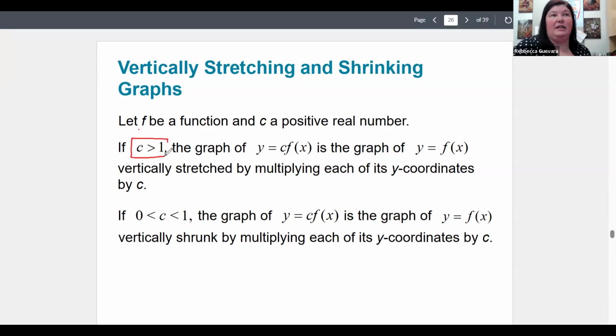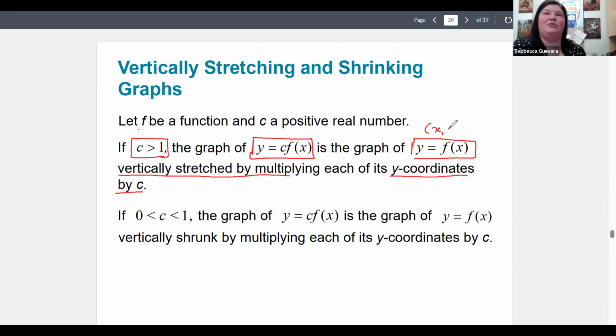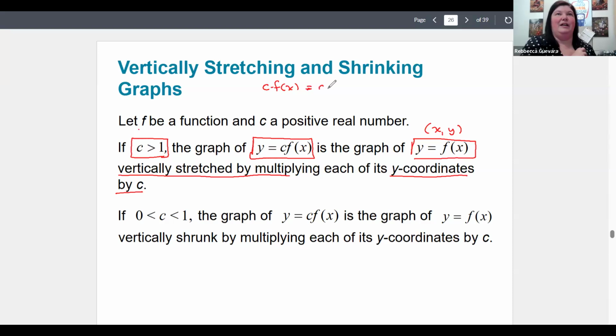So if C is greater than 1, what's going to happen here is that the graph of y equals C f(x) is going to be the graph of y equals f(x), except vertically stretched by multiplying each of the y coordinates by C. That means if I had a point at (x, y), the C is directly on the outside, so it's on that f(x). So think C f(x) is just doing C times y. This would be the same set of points, except x values stay the same and the y values are all multiplied by C.